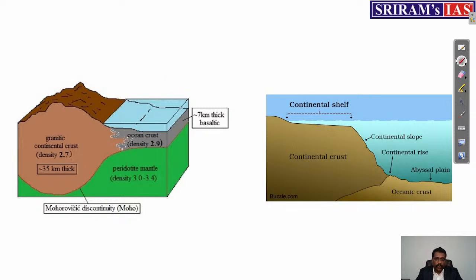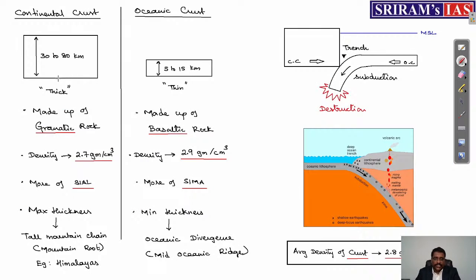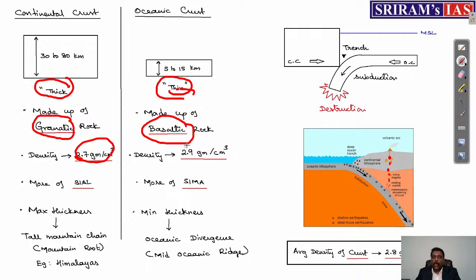Even if you forget the value, what is that I should understand? I should understand that oceanic crust is denser. Oceanic crust is thin, but oceanic crust is denser. That is very, very important. Continental crust is thick, accepted, but made up of light density granitic rock. Oceanic crust is thin, but made up of heavy density basaltic rock.